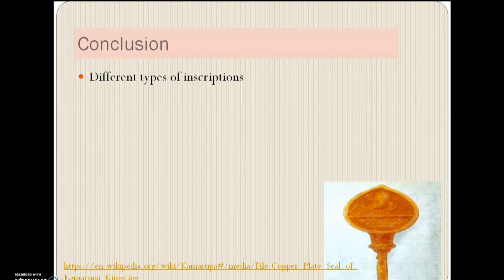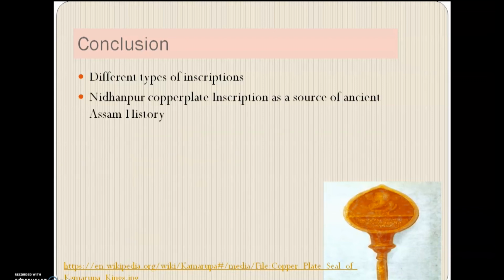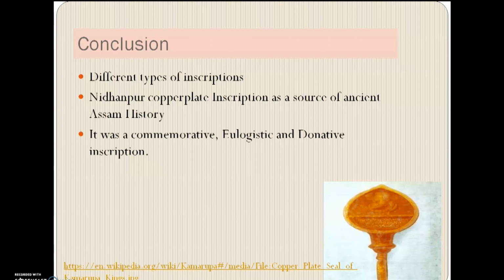So, from the above discussion, we can come to a conclusion about the various kinds of inscriptions and how the Nidhanpur copperplate inscription is regarded as a source of ancient Assam history, and how we can characterize the inscription as a commemorative one, for it has been written from the victory ground of Karnasuvarna, eulogistic, for it has the chronological list of the kings of the Kamarupa kingdom along with their achievements, and finally a donative inscription, as it was originally a donation to the Brahmanas in the form of land grants.